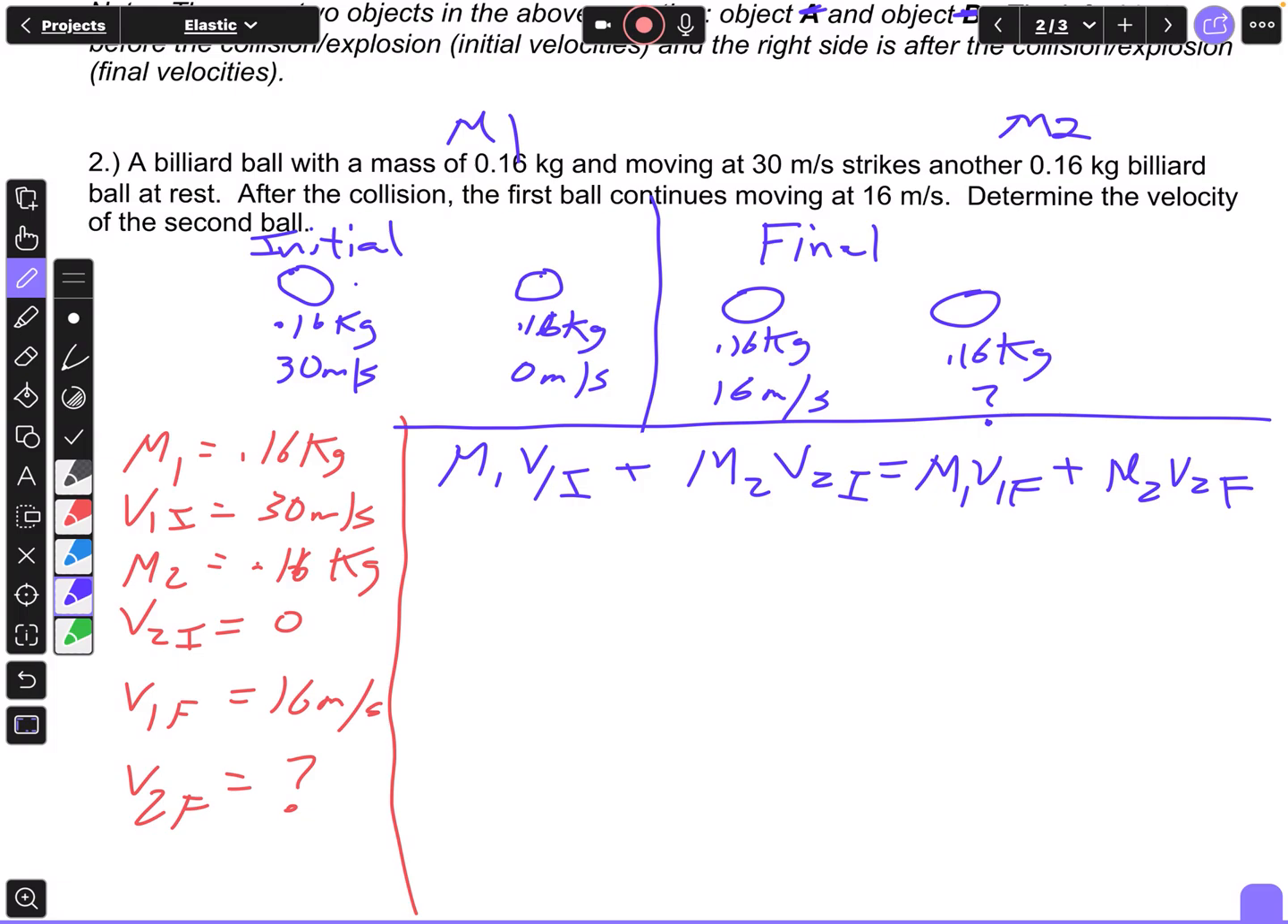Now we can shorten up this equation. Remember, V2I equals 0. So that's going to make this whole thing equal 0, so we can do away with that when we plug in our numbers. So now start plugging in our numbers.